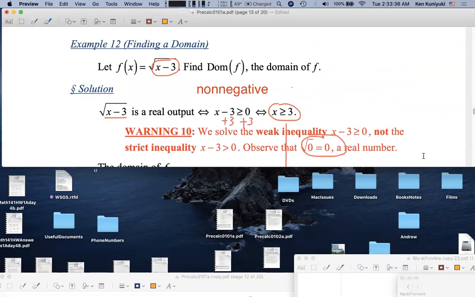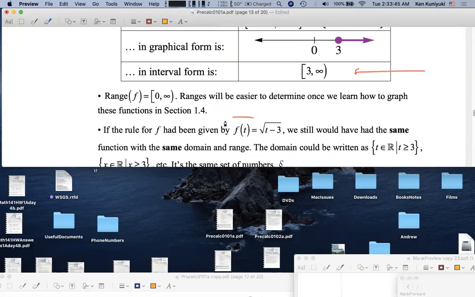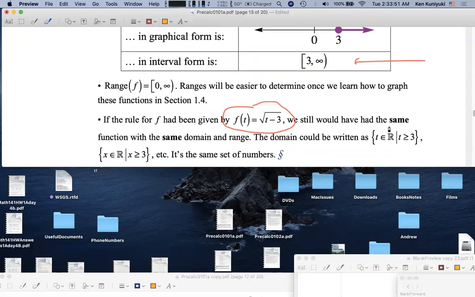Now that's the domain for f, where f of x equals root x minus 3. And it didn't matter if I used x or, for example, t. I could have said that the rule is given by f of t equals root t minus 3. And it wouldn't matter. The domain would still be the same set. I don't care if you put t's here, or x's here, or grandmas here, as long as you're consistent. It's the same set of numbers, all real numbers that are greater than or equal to 3. I don't care what letters you put here. Just be consistent.